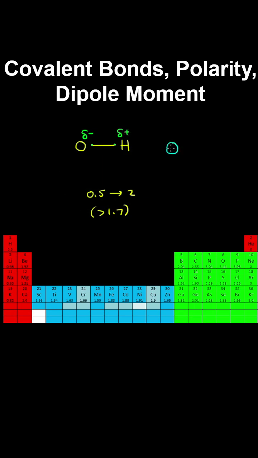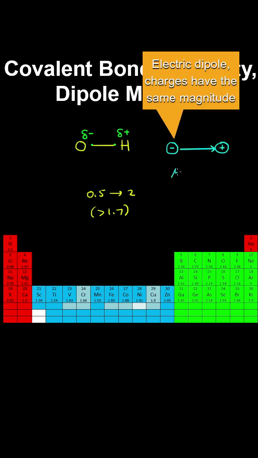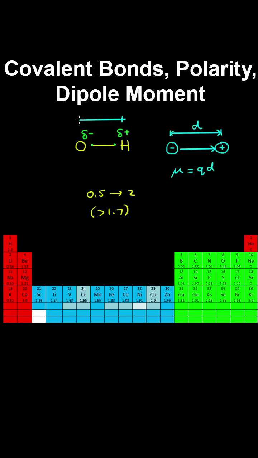Now a dipole moment is a vector drawn from a negative to a positive charge, and it has the magnitude of the charge times the distance between them. But in chemistry, we draw the dipole moment from the positive dipole to the negative dipole, and this signifies that the covalent bond is polar.